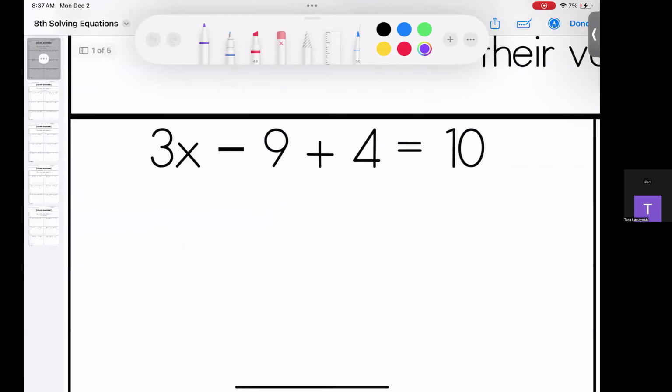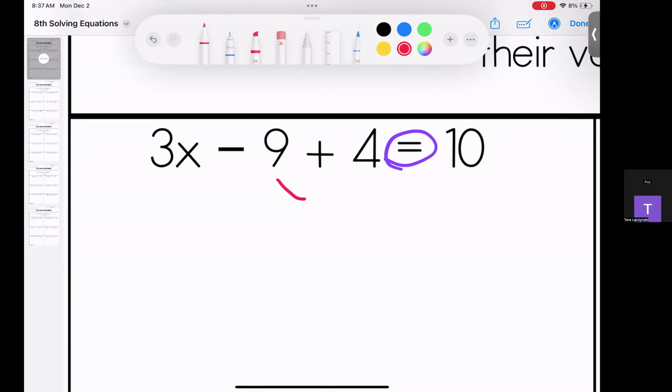Just as a reminder, as soon as we see this equal sign, this means that we are going to have a final solution. So your goal should be to have your variable on one side and your answer on the other. So starting off with moving anything that is not directly connected to the variable.